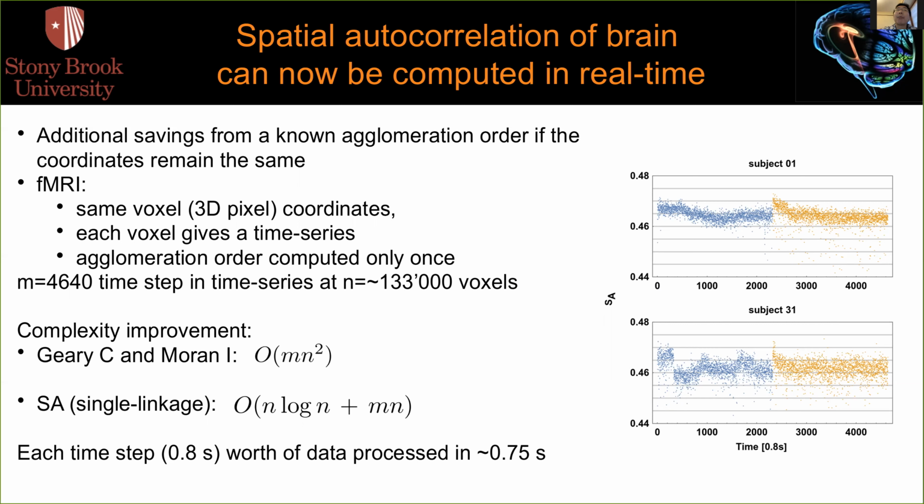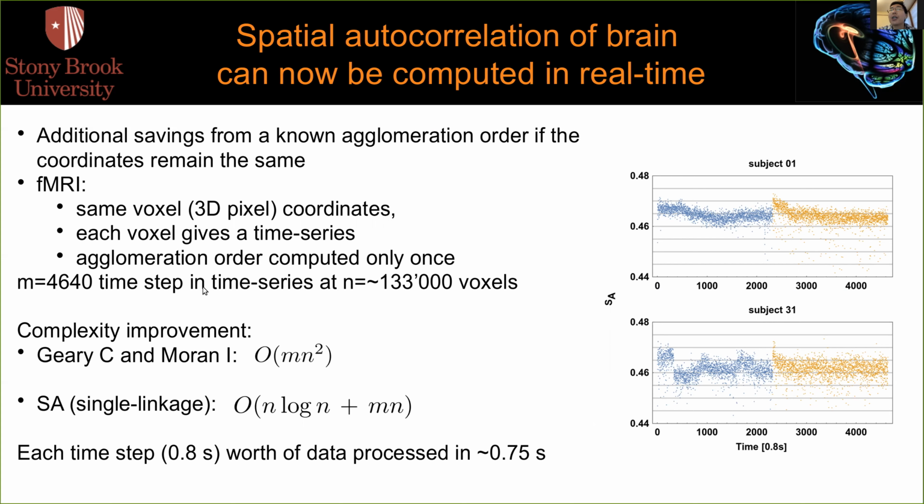Each of the locations gives out a time series, so there are many features. In our case, M, the number of time steps present in the time series, can be something along the lines of several thousand. In our case, it's 4,640. And the number of data points, the number of voxels in the brain, can be something along the lines of 130,000.